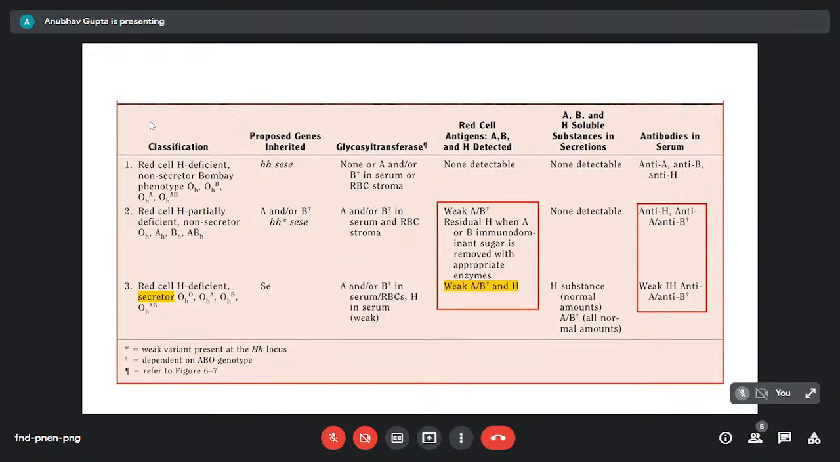Because of secretions present, the RBC membrane will absorb the antigens from the plasma. So you can have H antigen, you can have B antigen, you can have A antigen. The difference between category 2 and category 3 is the non-secretory and secretory status. In category 2, the individual is non-secretory, and in category 3, the individual is secretory. Because of that secretory status, H antigen is present, and in the second category, the H antigen is absent. Same I have told in the slide.